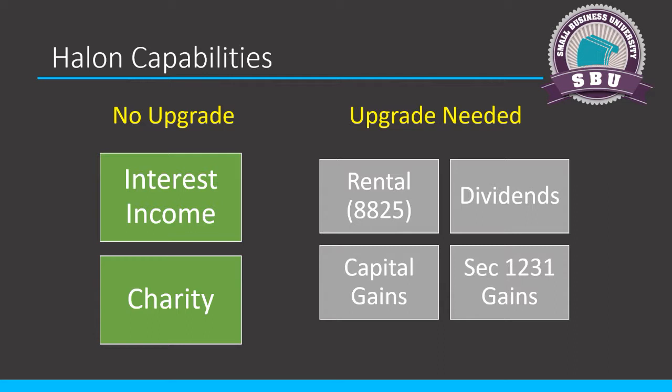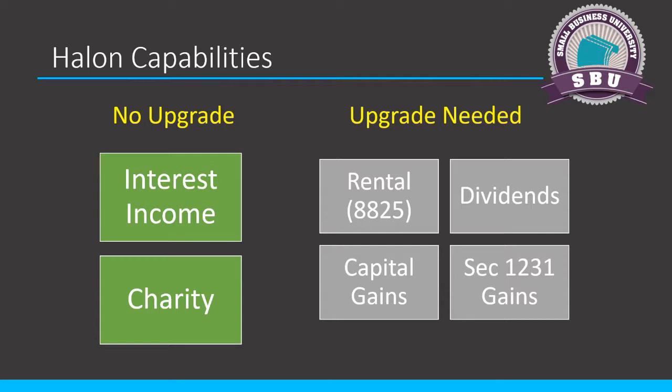But if you have rental operations, dividends, capital gains, or Section 1231 gains, we're going to want to upgrade that to Halon Assisted and have our CPAs review the work, make sure that everything is appropriately done, make sure that the schedules match, all of that. It's a higher level of assurance.